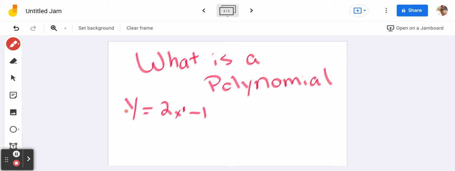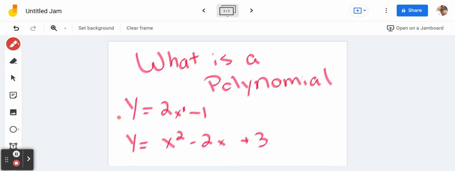Then we've also dealt with second degree polynomials, right? We've dealt with y equals x squared minus 2x plus 3. This is also a polynomial, but we know it as a quadratic. This polynomial is a degree of 2 because the highest degree is a 2 right here.